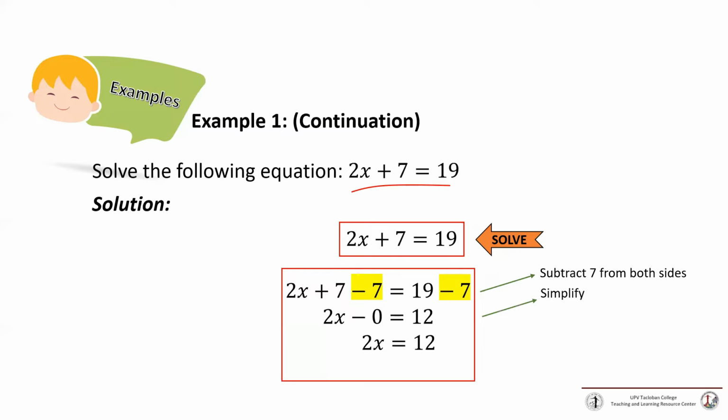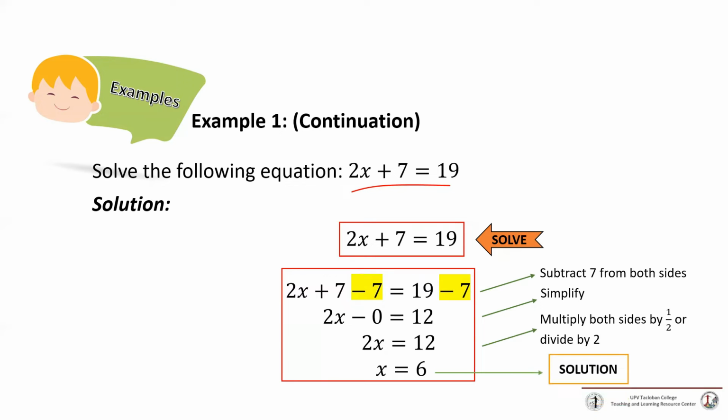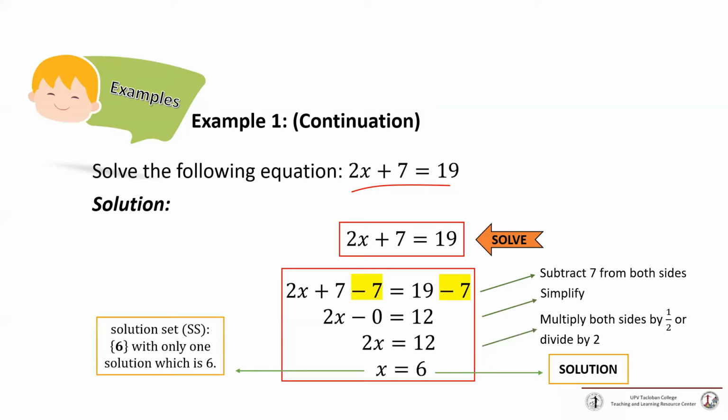So how can we solve x? We multiply both sides by 1/2, or divide by 2, in order to get the value of x, which is 6. So here is the proper way of solving the equation given. x is equal to 6 is the solution. So therefore, the solution set consists only of a number, which is 6. There's only one solution, which is 6.